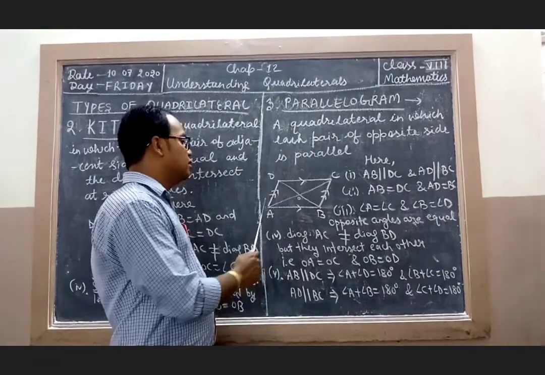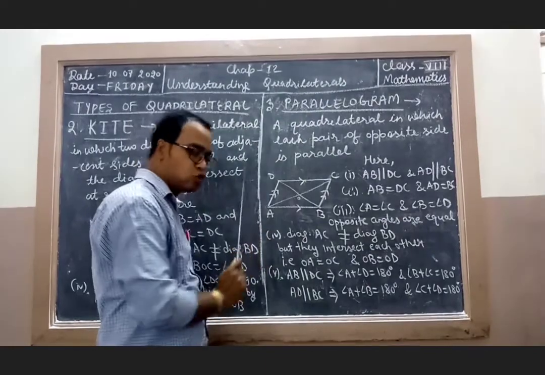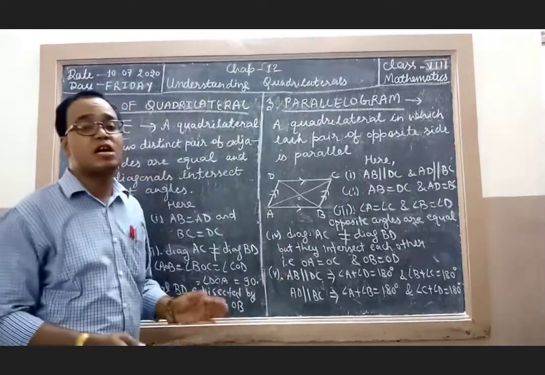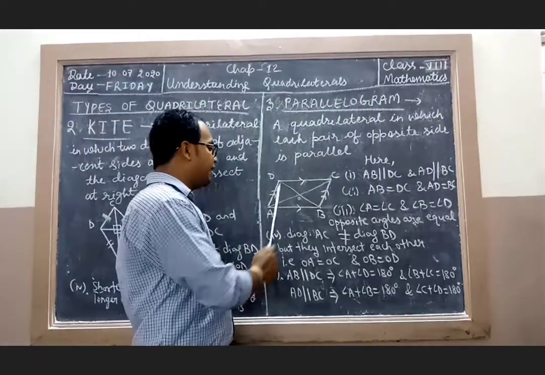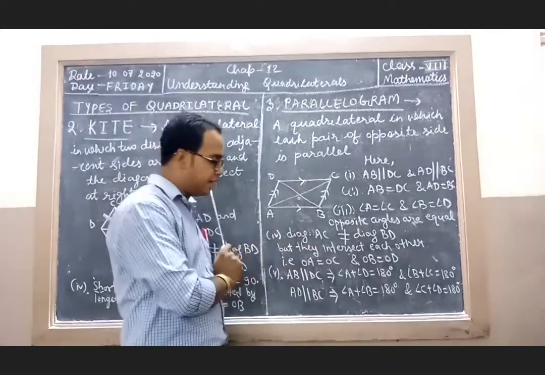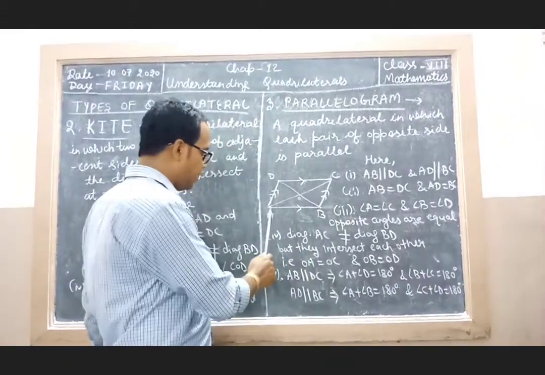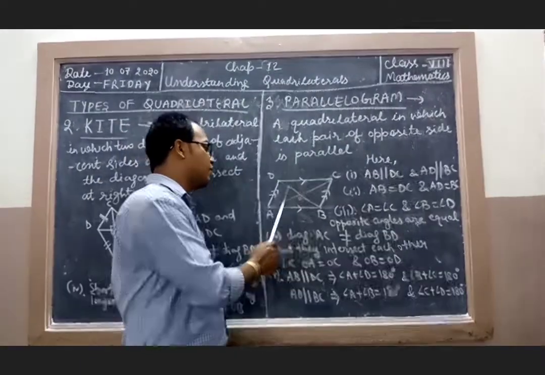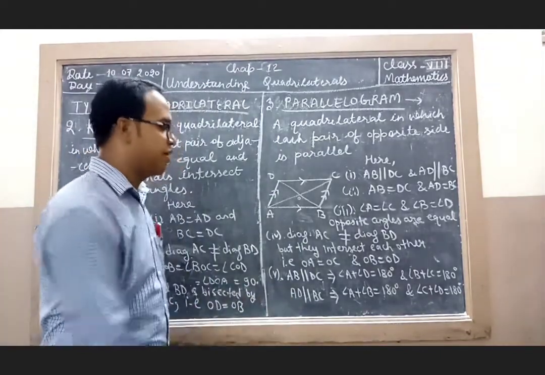Fifth point, since AB is parallel to DC, the sum of angle A plus angle D equals 180 degrees. Sum of angle B plus angle C equals 180 degrees. It means the sum of co-interior angles equals 180 degrees. Again, AD is parallel to BC, so the sum of angle A plus angle B equals 180 degrees, and the sum of angle C plus angle D equals 180 degrees. It means the sum of co-interior angles is 180 degrees.